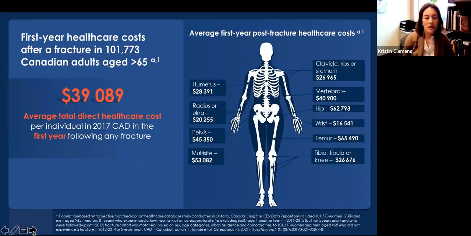We also know that fractures are associated with very high healthcare costs. And this is another study from Ontario that suggested that the average total direct healthcare costs, so costs related to medical visits and hospitalizations per individual in the first year following fracture, was about $40,000, with the risk substantially higher for vertebral fracture as well as hip fracture.